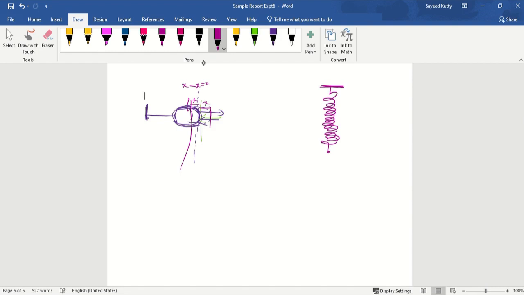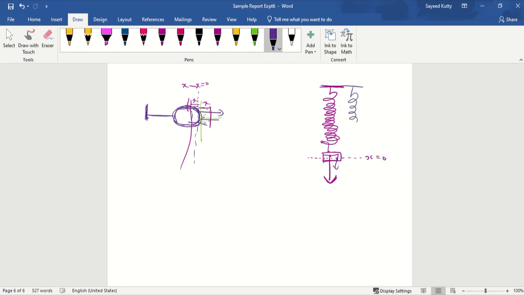Imagine if this is the spring. If I apply a force here, imagine if I hang a mass here, or if I push this direction, or if I pull this direction, this will be moving. Imagine if this is the equilibrium position, x equal to 0, that means there is no movement. But if I apply a force here in this direction, what happens? The spring will be elongated.